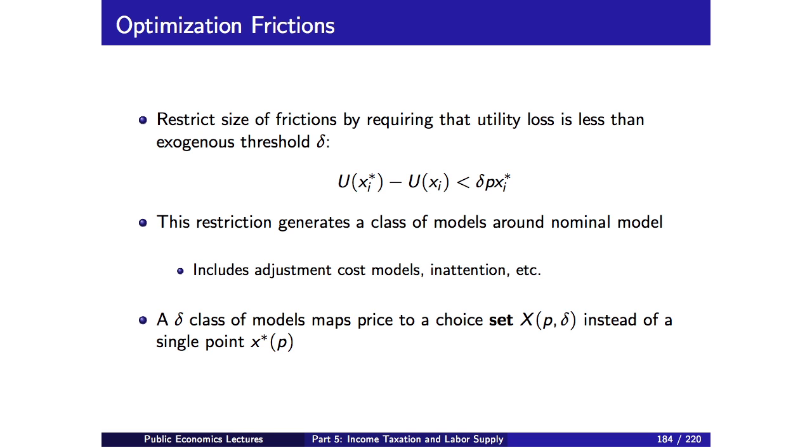Okay, so specifically what we're going to require is that the maximum utility you can attain minus the utility you actually attain is less than some fraction of the expenditure on the good. So this is just a way, the delta parameter here is a way to scale the size of the friction. We're scaling it as a fraction of the expenditure on the good. That's just a normalization. That doesn't actually matter.